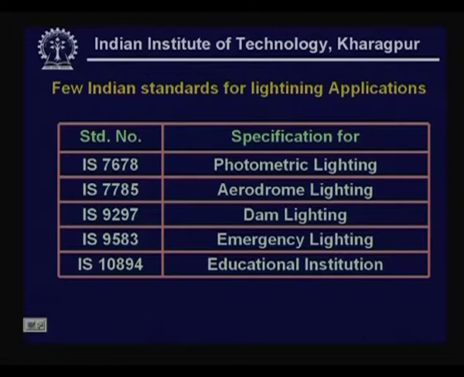Now, in fact, the airport itself is a big industry, and airport lighting requires a considerable amount of integration of various kinds of lights. These are covered in IS 7785. Dam lighting is covered in IS 9297, and we did say wherever there are a large number of people involved, there should be some form of emergency lighting, which is covered in IS 9583. Educational institutions, we had a look, IS 10894.